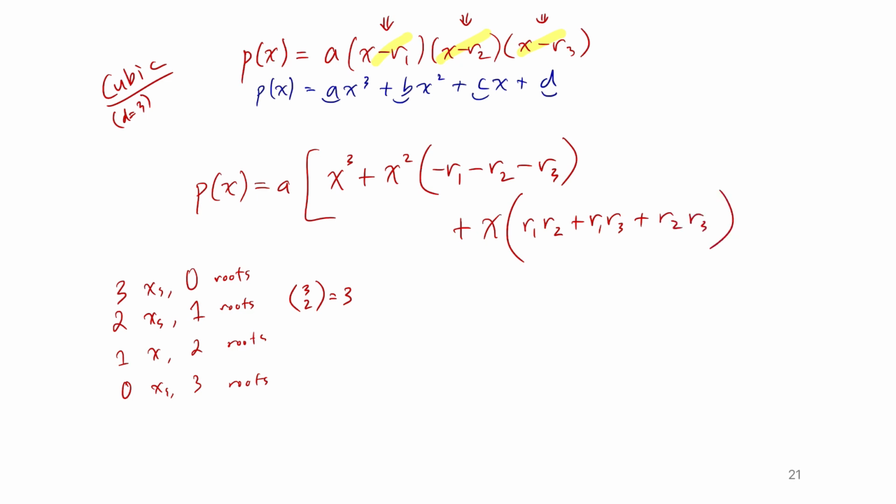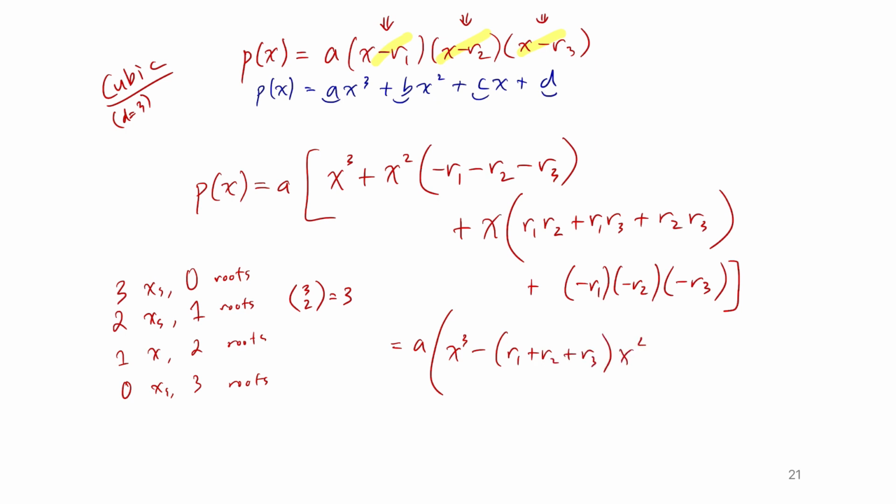And then in the last case, I just multiply all 3 of the roots together. So there, I would just have negative r1, negative r2, and negative r3. Is that clear? And then, cleaning this up a little bit, we get a times x cubed minus x, usually you write the coefficient first, so minus r1 plus r2 plus r3 x squared plus r1 r2 plus r1 r3 plus r2 r3 x minus r1 r2 r3.